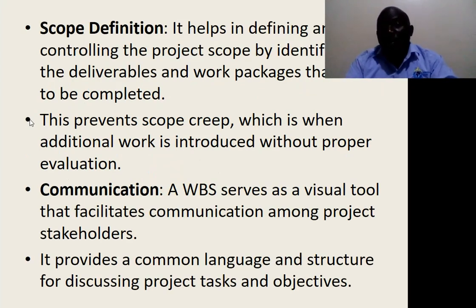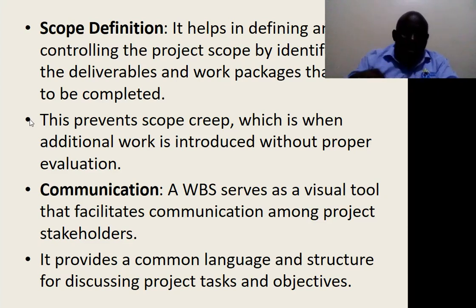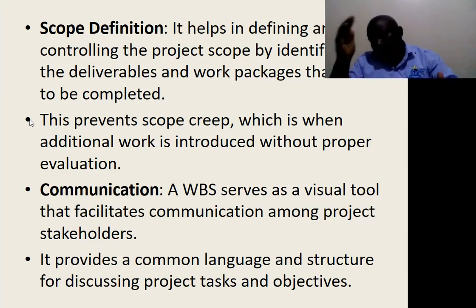Number two is about scope. This helps you define and control the project scope by identifying all the deliverables and the work packages that need to be completed. This will help you avoid issues where the scope shifts. But if you have the work breakdown structure, then you draw the boundary. You say this is where we are starting, this is where we are ending.